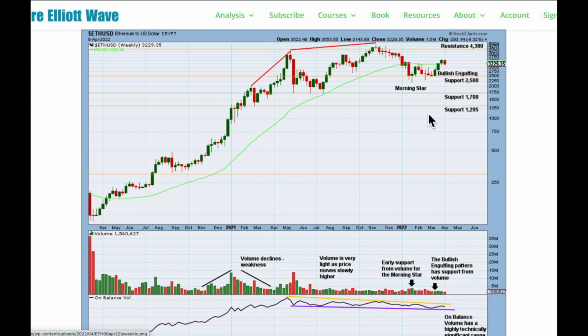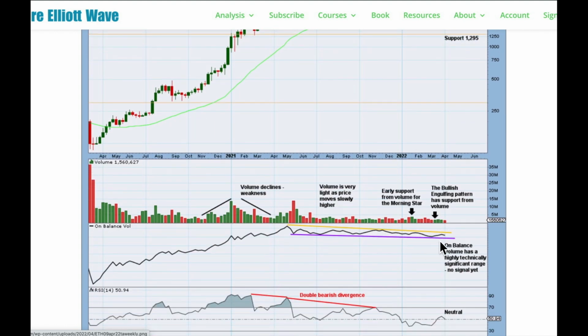The bullish engulfing candlestick pattern does have some support from volume, and it has a pretty good range as well. The volume on this candlestick is higher than the prior downward or red candlestick, so there is some support here, hence the reason why the main Elliott Wave count is the main Elliott Wave count. On balance, volume is also constrained along with price consolidating.